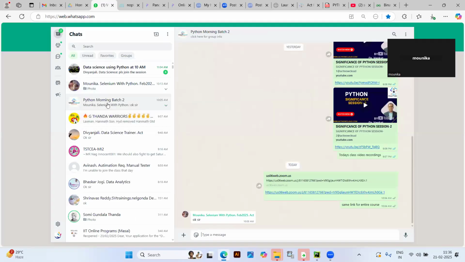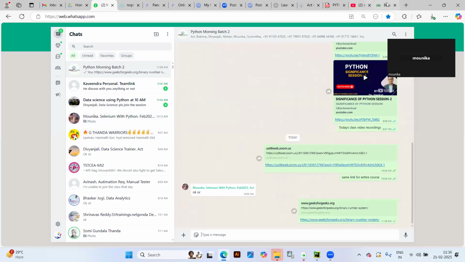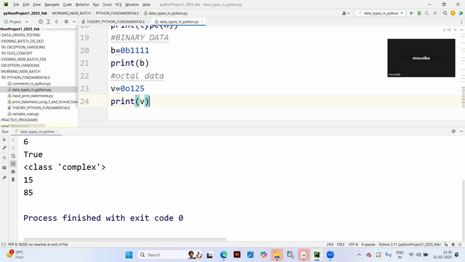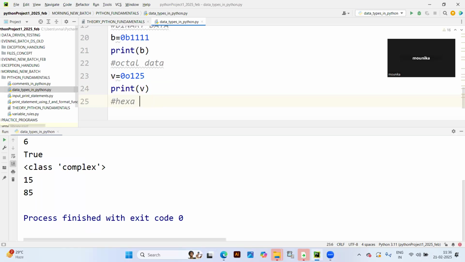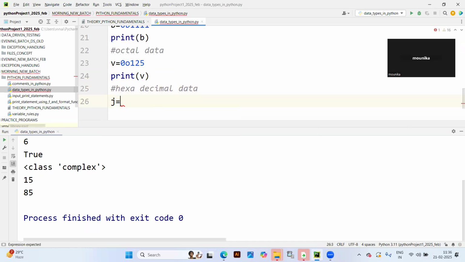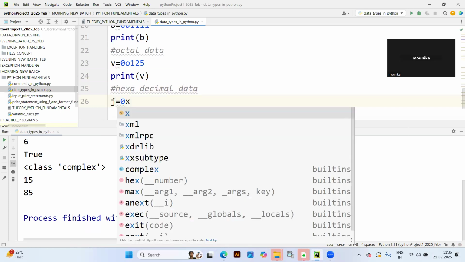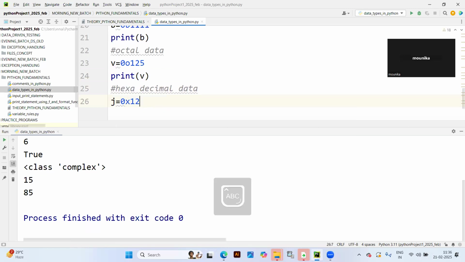Clear? Now, let me go with the hexadecimal data. Hexadecimal data will be represented with a 0 followed by x followed by 12D. D indicates 13. A indicates 10, isn't it? B indicates 11, C indicates 12, D indicates 13.